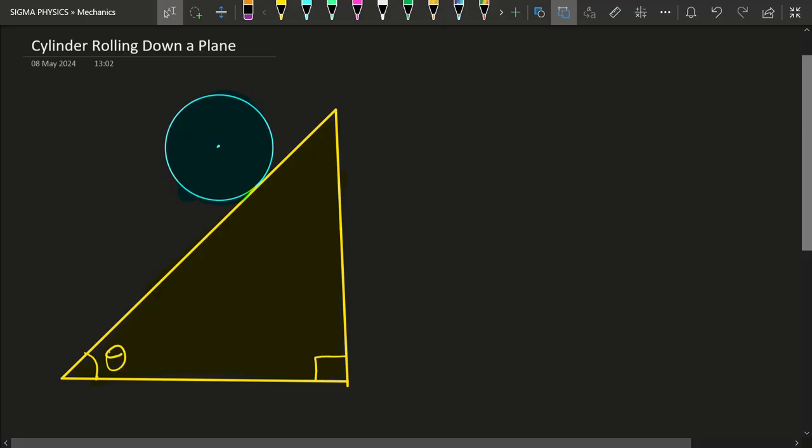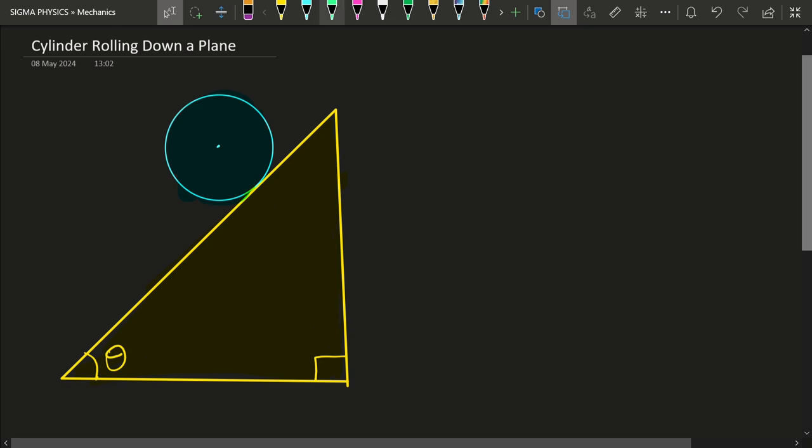Hello, sigmas. Today we shall discuss the problem of a solid cylinder rolling down an inclined plane. Now, it may not have been a cylinder. It could have been a ring, a disc, or even a sphere, or a hollow cylinder. But I'm not going to do those. I'm going to do a solid cylinder in this problem, and I'm going to leave the other cases for you to do as homework.